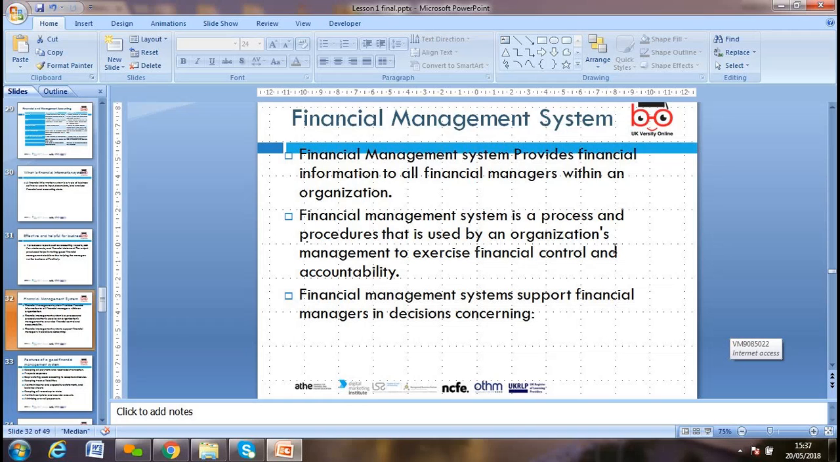Management accounting system: the management system provides the financial information to all managers within our organization. A financial management system is a process and procedure that the organization's management uses to exercise financial control and accountability. So the financial management system supports financial managers in decision making, because our unit title is accounting for managers. It means how the managers get the information and use it. So we have a concern that we are under the financial management systems within our organization, which we need to have in place for effective use.